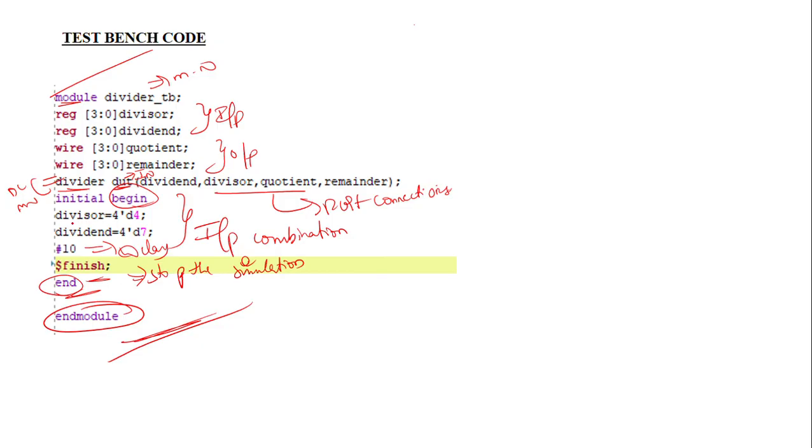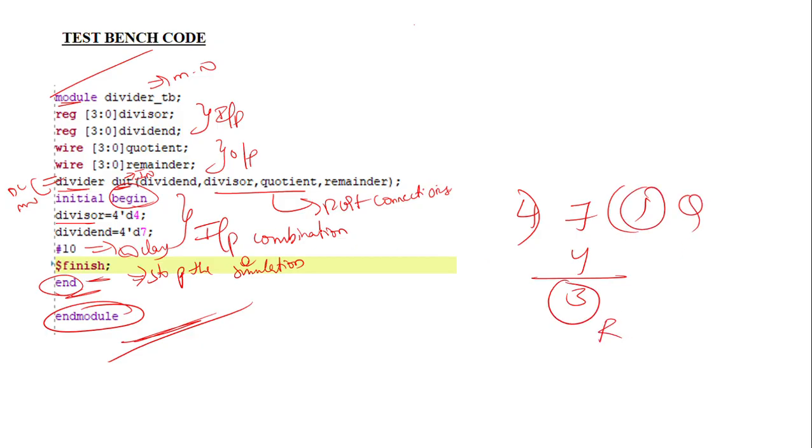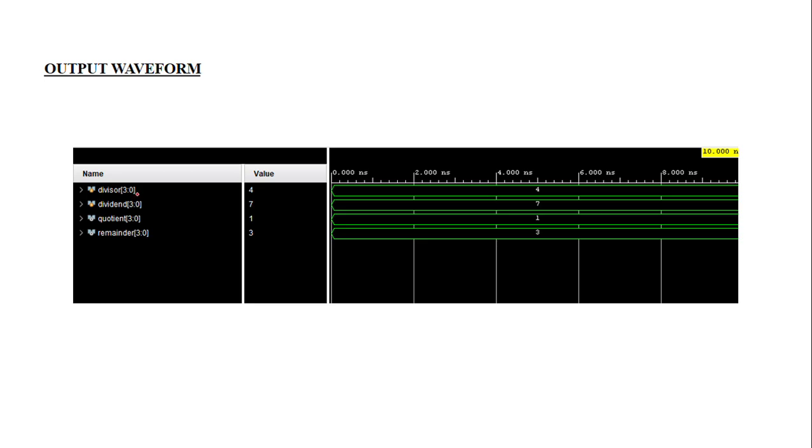So our divisor value is 4 and dividend value is 7. So 4 ones are 4, so the remainder is 3. So this is our coefficient, this is our remainder. Cross check in the waveform. See the waveform: divisor is equal to 4 and the dividend equal to 7. So the coefficient is going to be 1 and the remainder is going to be 3. Like that we can cross check whether your code is correct or not. So it's fine. I think this code is clear.